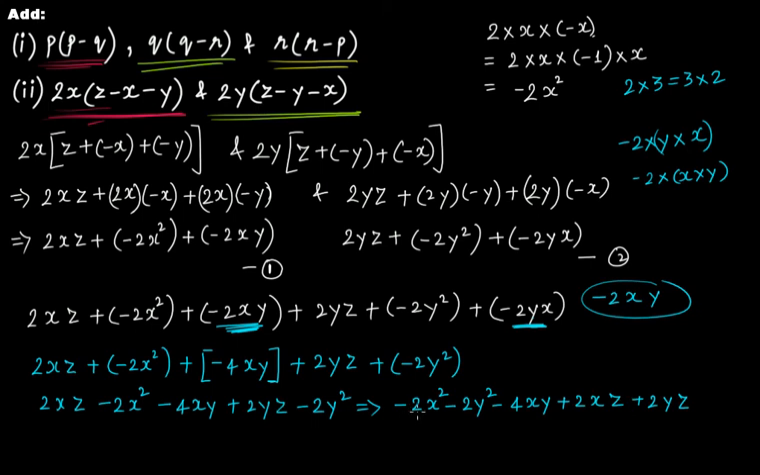You can see here 2 is here, 2 is here, 4 is here, 2 is here, 2 is here. If you take 2 common, this will become minus x squared minus y squared minus 2xy. If you take 2 common, and then you have plus xz plus yz. Now this is a further simplified form. So this is also correct, this is also correct, this is also correct.